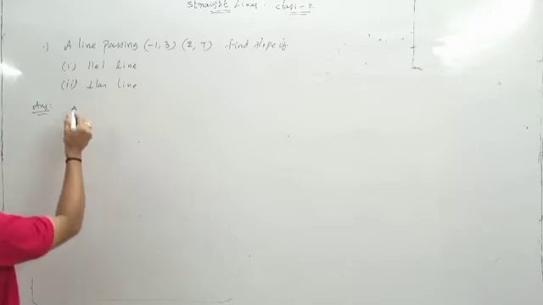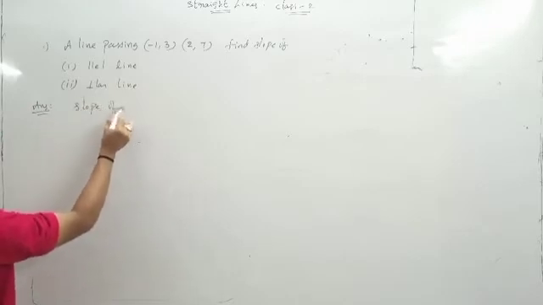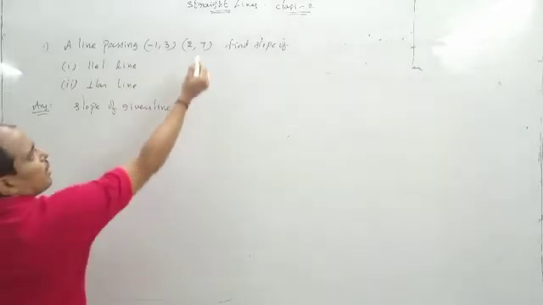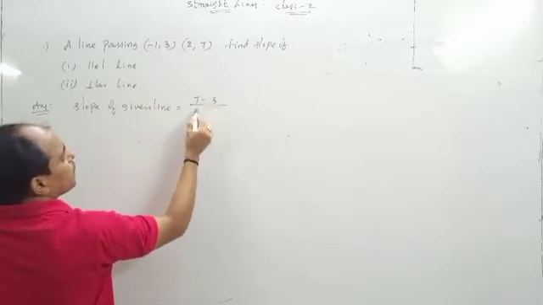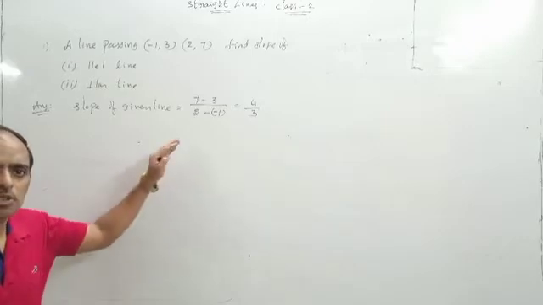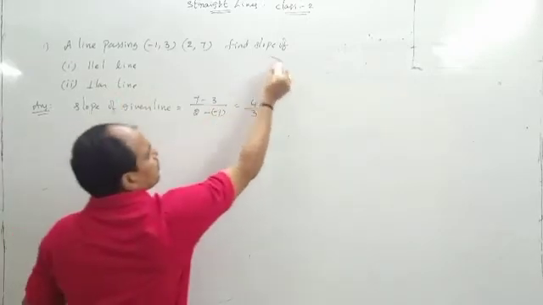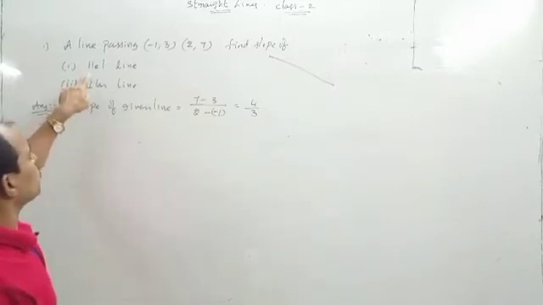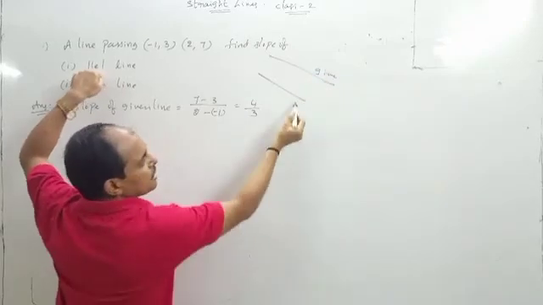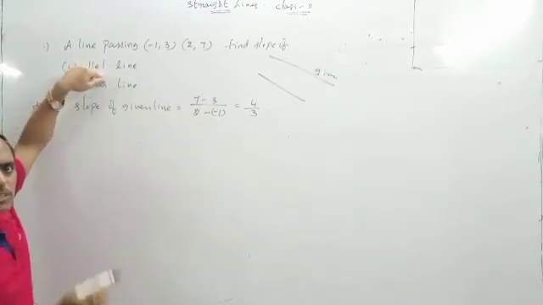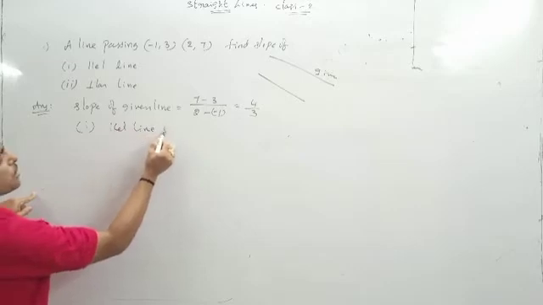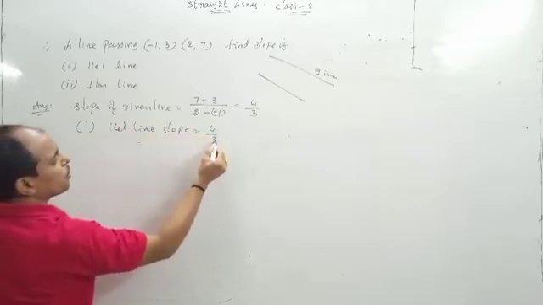What is the slope of the given line? y2 minus y1 by x2 minus x1, that is 4 by 3. This is the slope of the given line. So given line might be like this, and there is one more line which is parallel to the given line. What about the parallel line slope? Same. So the answer for the first question, parallel line slope is equal to the same, 4 by 3.